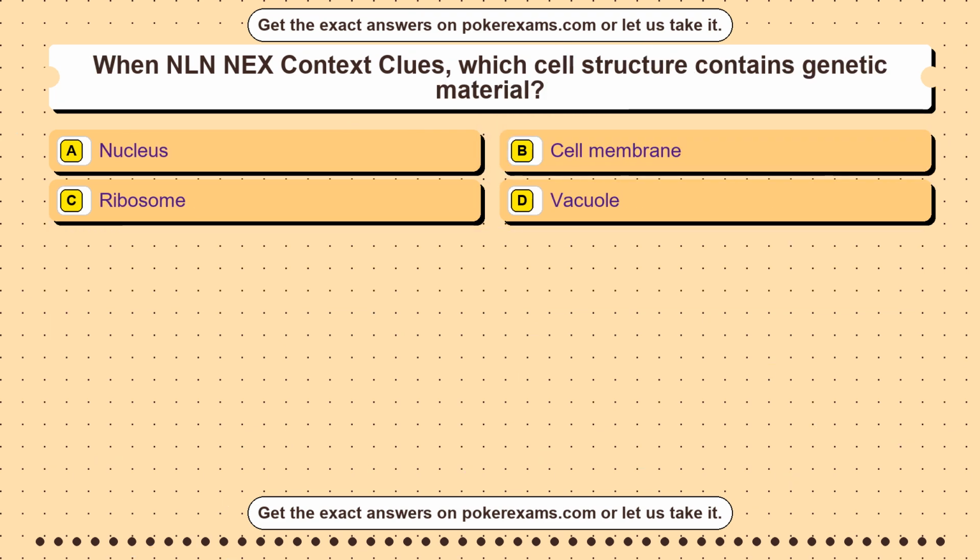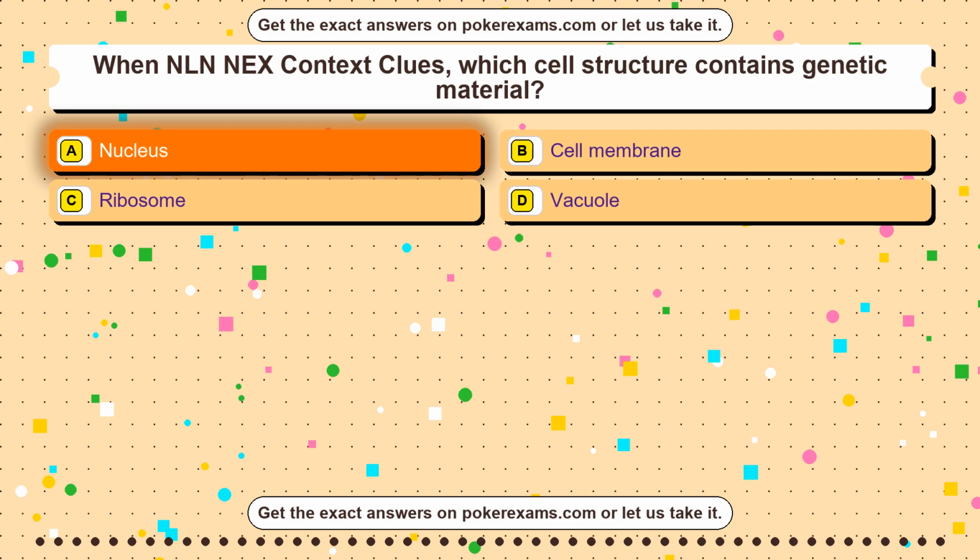Question 49. When NLN NEX Context Clues, which cell structure contains genetic material? Option A nucleus. Option B cell membrane. Option C ribosome. Option D vacuole. The correct answer is option A.